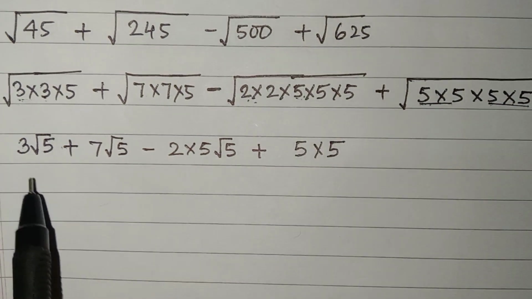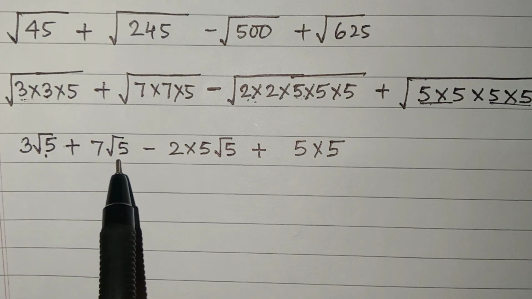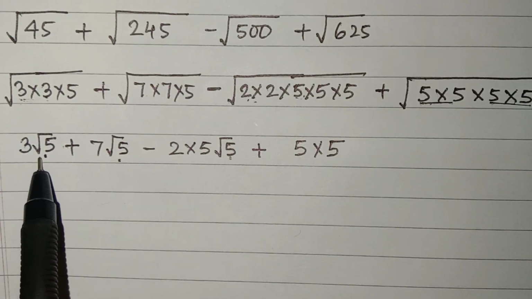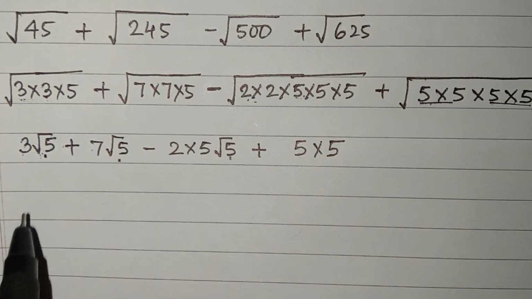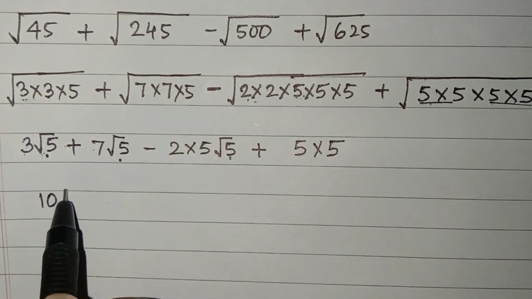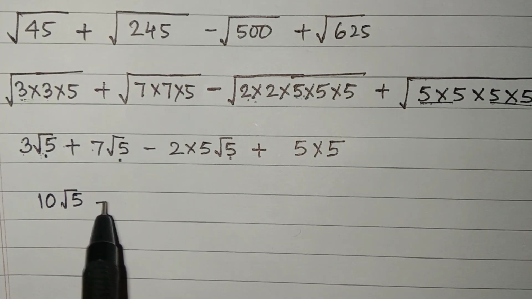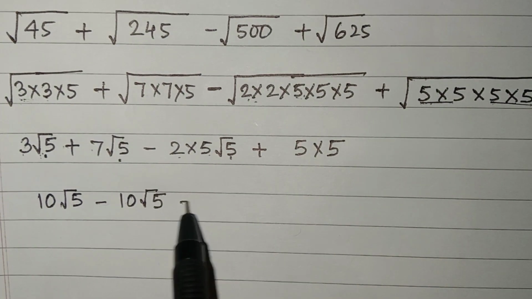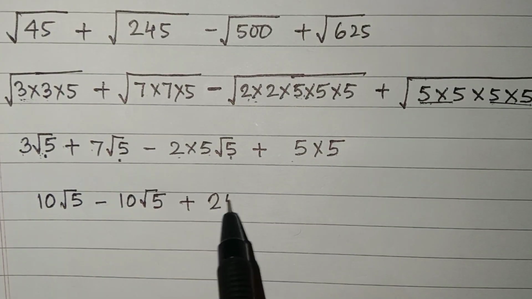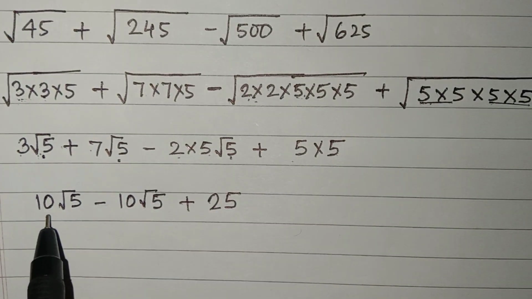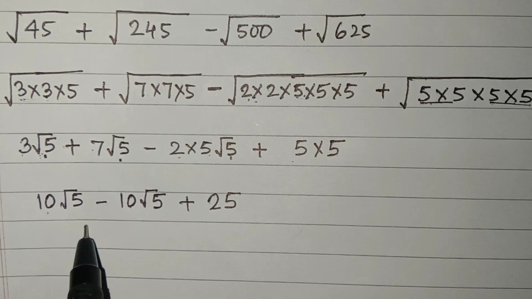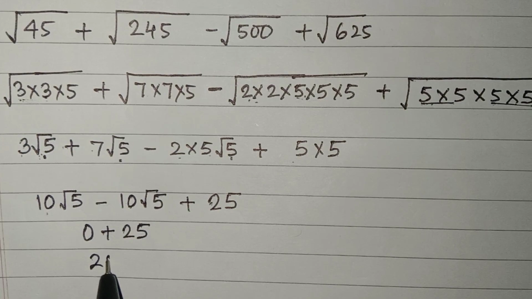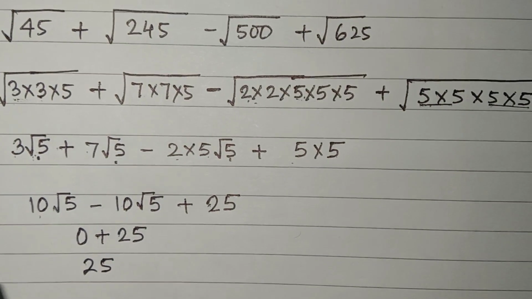And now I can see that here I have root 5, here root 5, and here root 5. These all are the like terms, so I can add them. 3 plus 7, I have 10 root 5, minus 2 times 5 is 10 root 5, plus 5 times 5 is 25, and 10 minus 10 is 0, plus I have 25, and finally I have 25 as the answer.